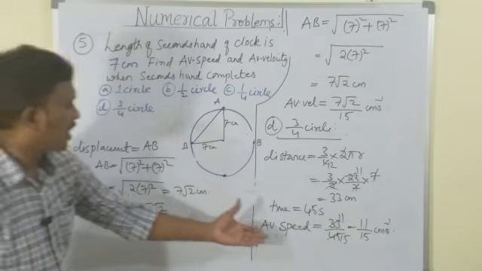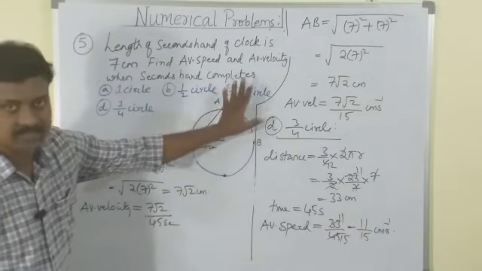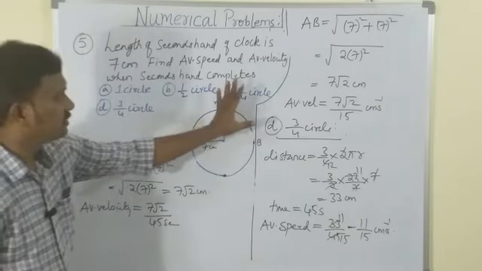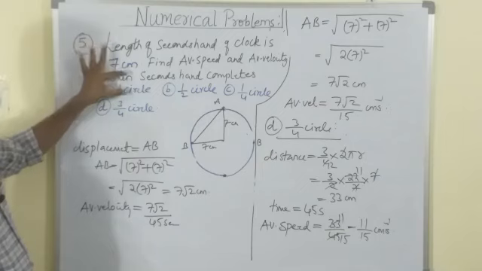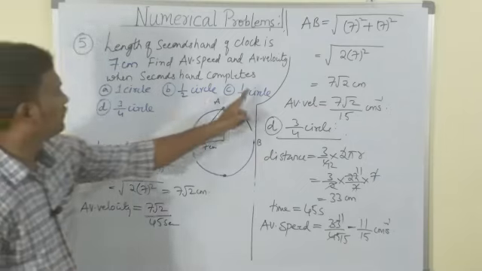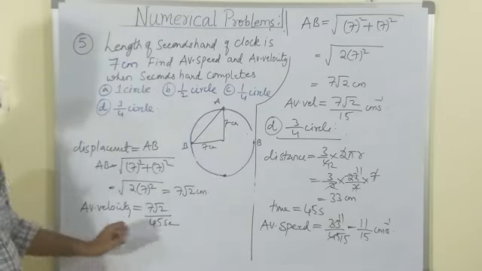Okay, children. So average speed is 11 by 15 centimeter per second, which is constant for all the cases. But the velocity is changing for all these cases. Okay. So for the beginning, the average velocity is 0. Okay. And we have got different values. And finally, for the last case, it is 7 under root 2 by 45.